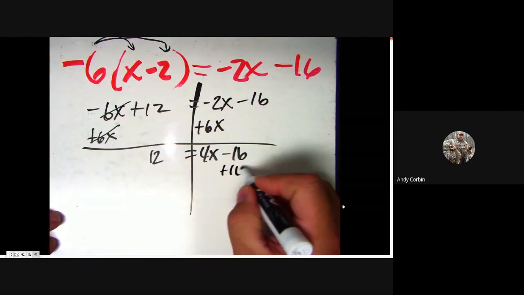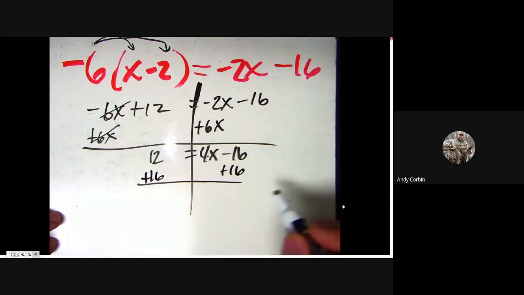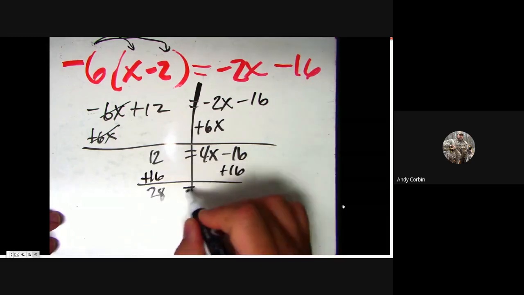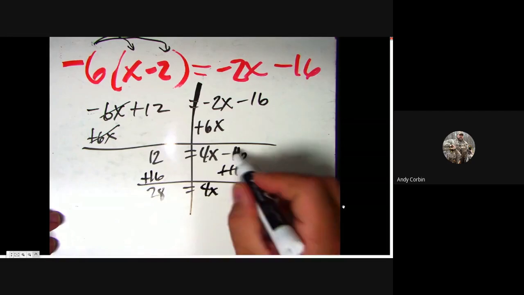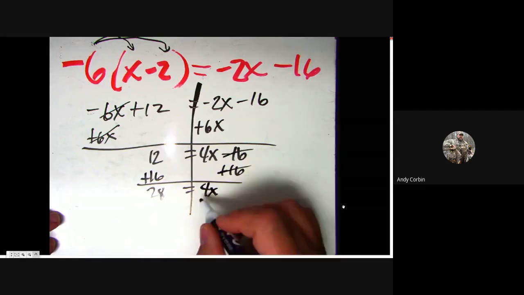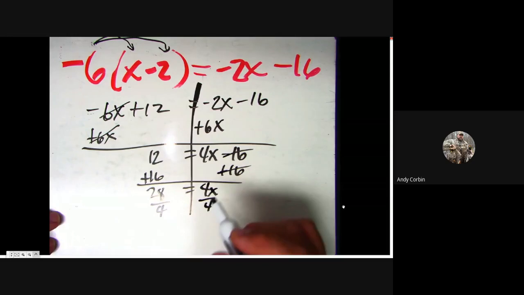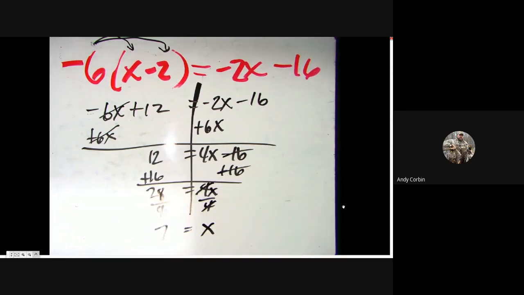So add 16. That gives me 28. It's 4x because those guys are additive inverses. Divide through by 4. And it simplifies down really nice, doesn't it?